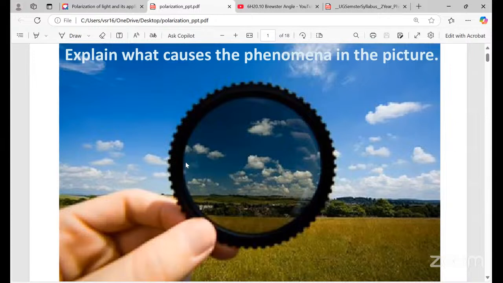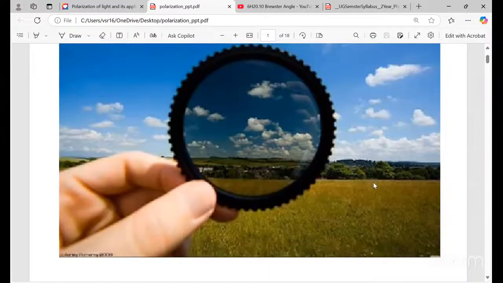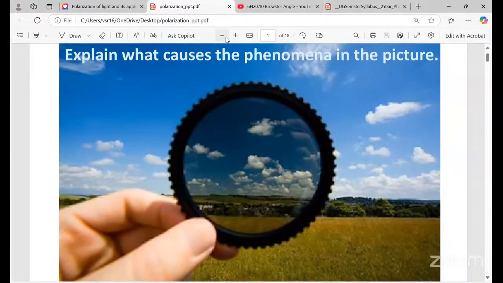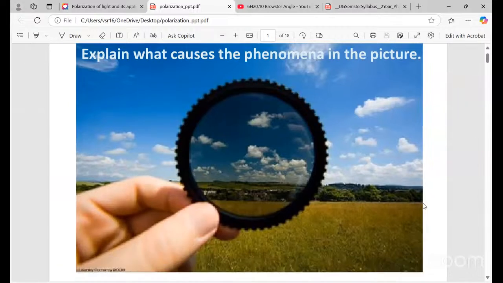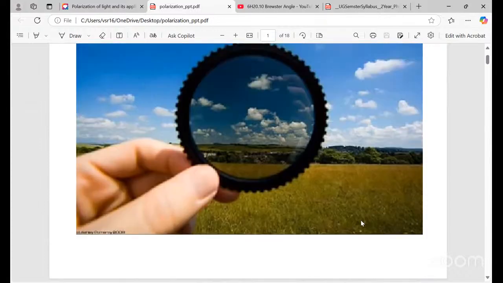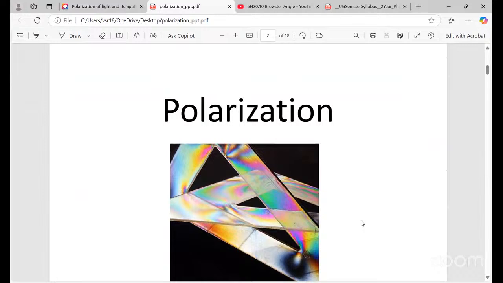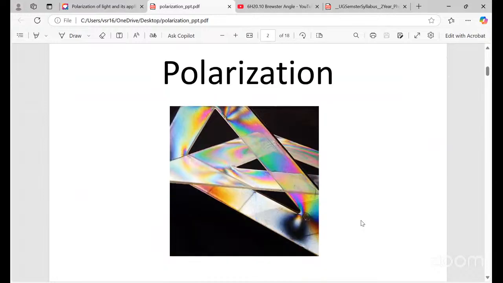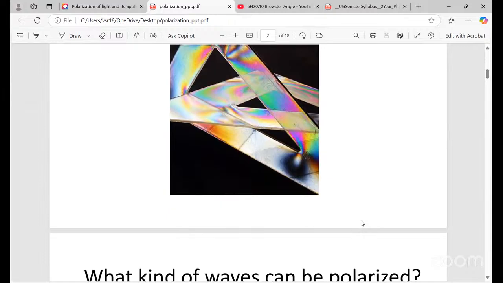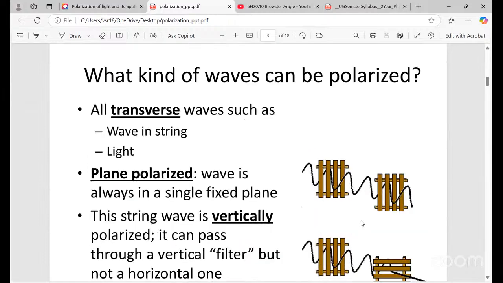But whenever you are using a Polaroid, this is the instrument, a Polaroid, you can easily observe how the clouds will appear. Okay, a clear picture is going to be observed while you are using a Polaroid. So the polarization is like this. Polarization. So what kind of waves can be polarized?